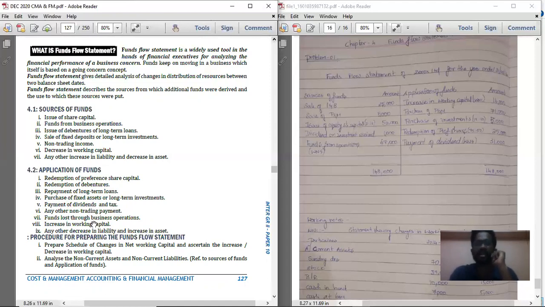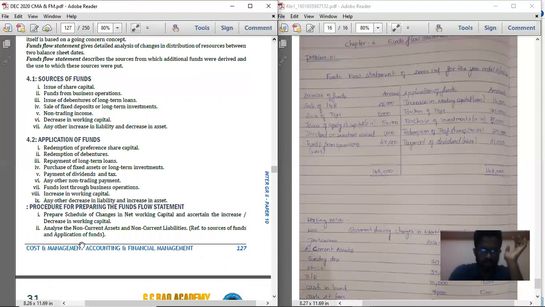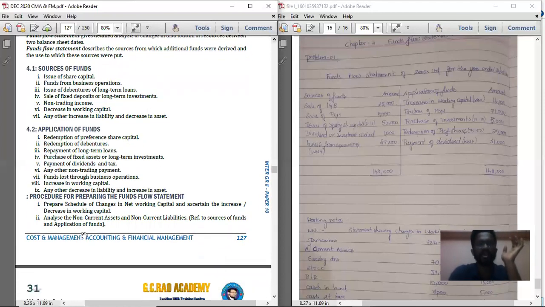That is, when there is net loss. Simple, this funds from business operation account is nothing but profit and loss appropriation account. How will you do profit and loss appropriation account? Same thing you should do in this fund from operation account. When there is profit, you will put it in source of funds. When there is loss, you will put it in application of funds. So that is source of funds and application of funds.